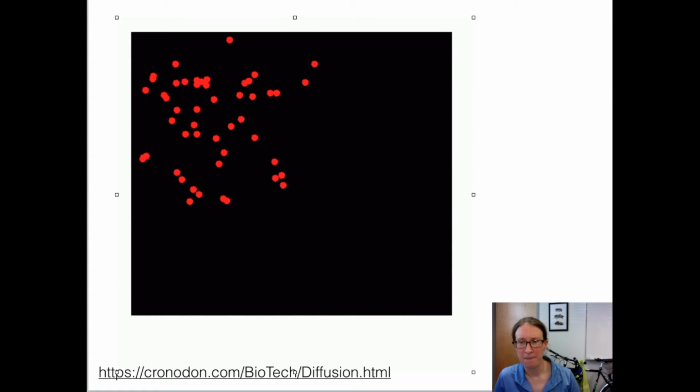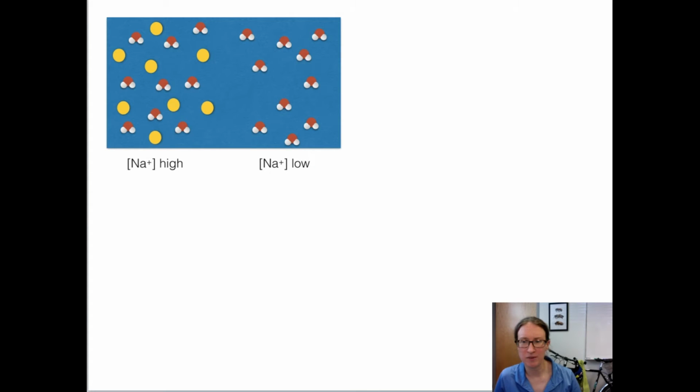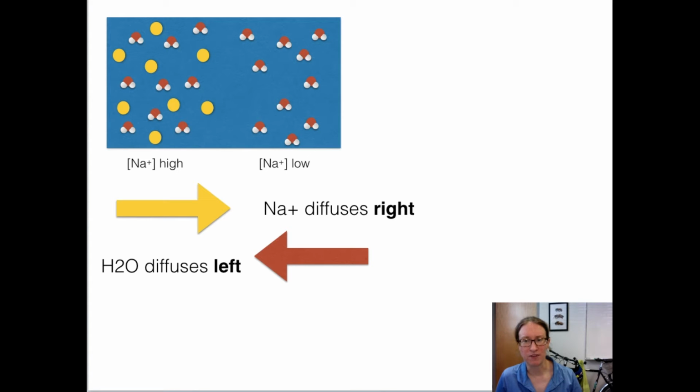So if we're, here's a picture, a little cartoon I drew of some water where the initial concentration of sodium, symbolized here, is higher on the left, and the initial concentration of water, these little red molecules, is higher on the right, and so therefore the concentration of sodium is lower. So if we're thinking in terms of diffusion of both of the substances that are present, sodium is going to diffuse towards the right in this image, and water is going to diffuse towards the left. And we're going to revisit this idea again momentarily.